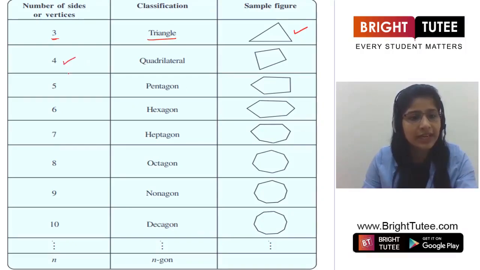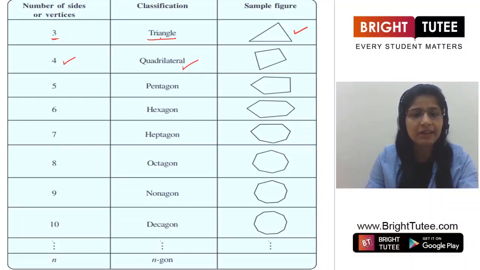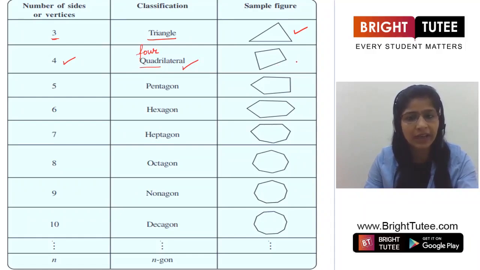Then if four sides are there, it will be known as a quadrilateral. As in the triangle, tri means 3, in quadrilateral, quad means 4. That means a simple closed figure with four sides will be a quadrilateral, and this is the sample figure for you. Now if the number of sides is 5, the figure will be known as a pentagon. Here is the sample figure.